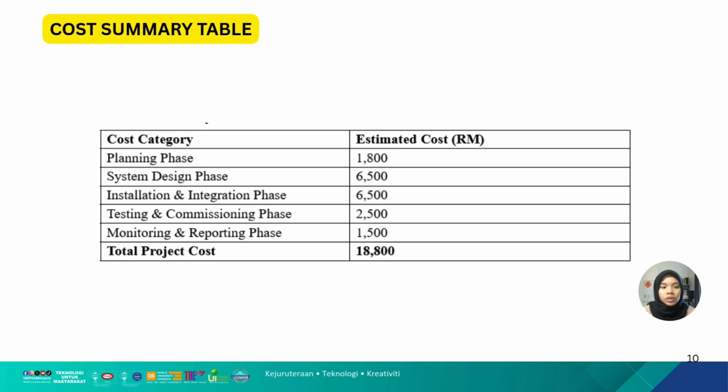This is the cost summary table. It is actually just a summary table from the previous slide, which is the cost category. The estimated cost for the planning phase is 1,800, system design phase 6,500, installation and integration phase 6,500, testing and commissioning phase 2,500, monitoring and reporting phase 1,500. So the total project cost is 18,800 ringgit Malaysia.